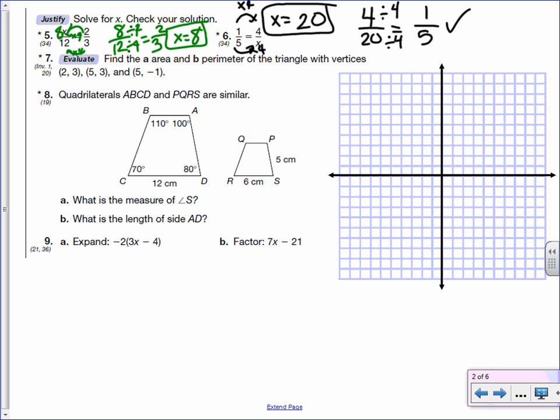Find the area and perimeter of the triangle with vertices 2, 3. So over to the right 2 and then up 3. 5, 3, over to the right 5 and up 3. And then 5, negative 1.